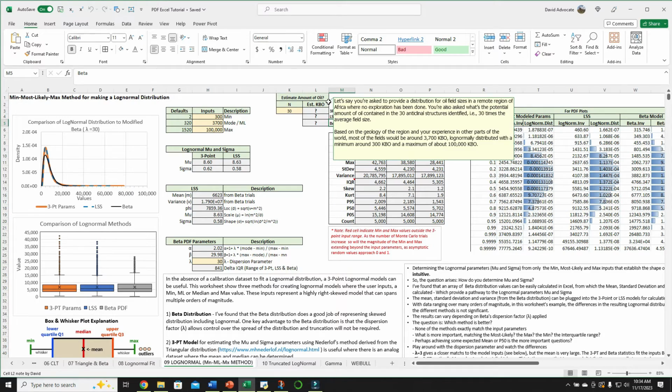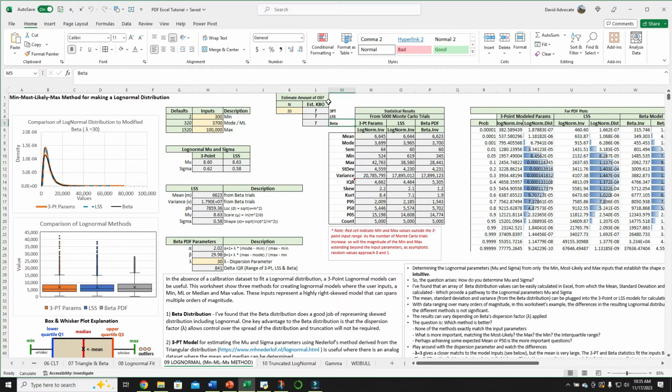Let's say you're asked to provide a distribution of oil field sizes in a remote region of Africa where no exploration has been done. You're also asked what's the potential amount of oil contained in the 30 anticlinal structures identified, namely 30 times the average field size. Based on the geology of the region and your experience in other parts of the world, most of the fields should be around 3,700,000 barrels of oil, KBO, log-normally distributed with a minimum of 300 KBO and a maximum of 100,000 KBO.